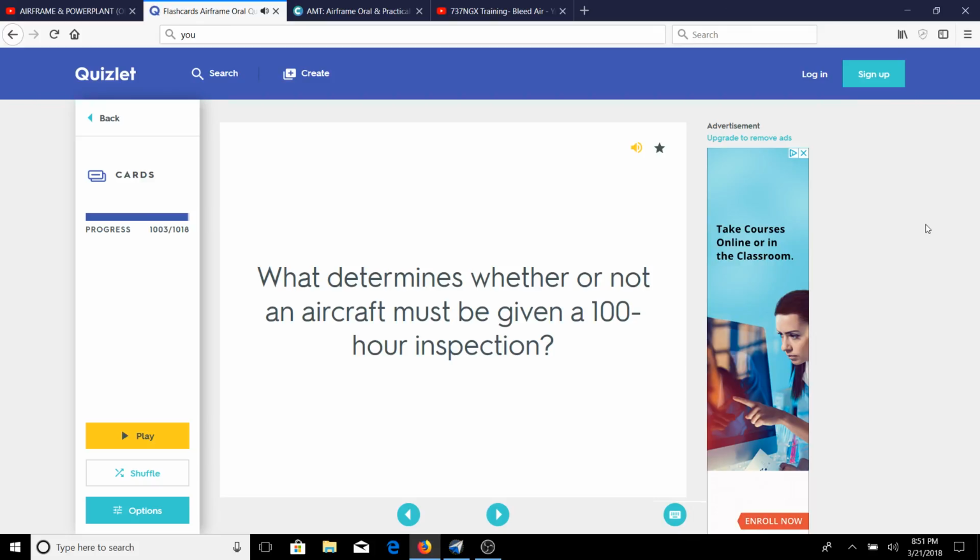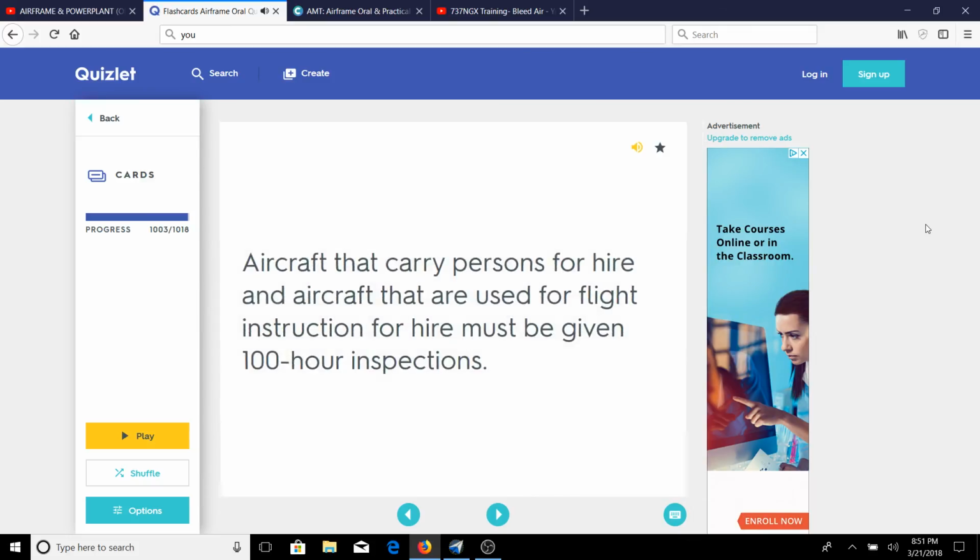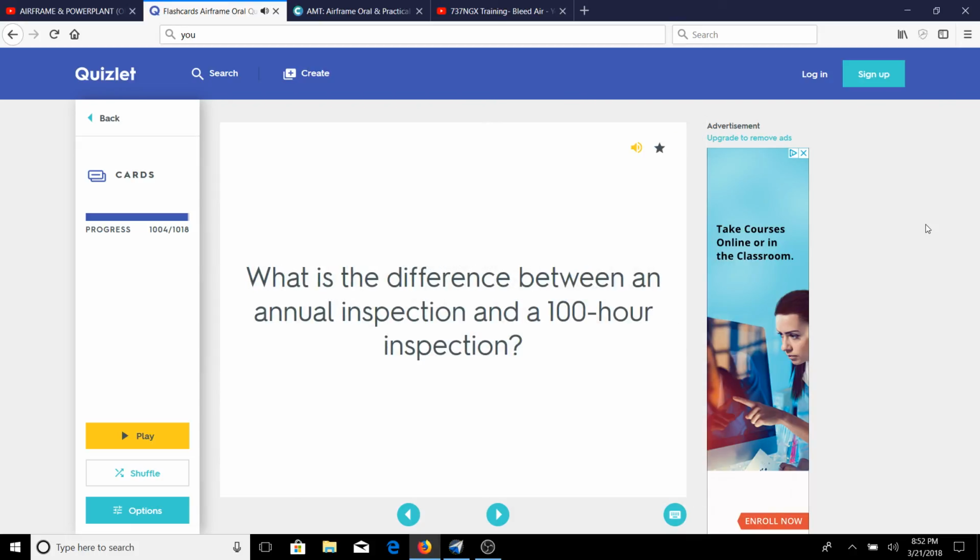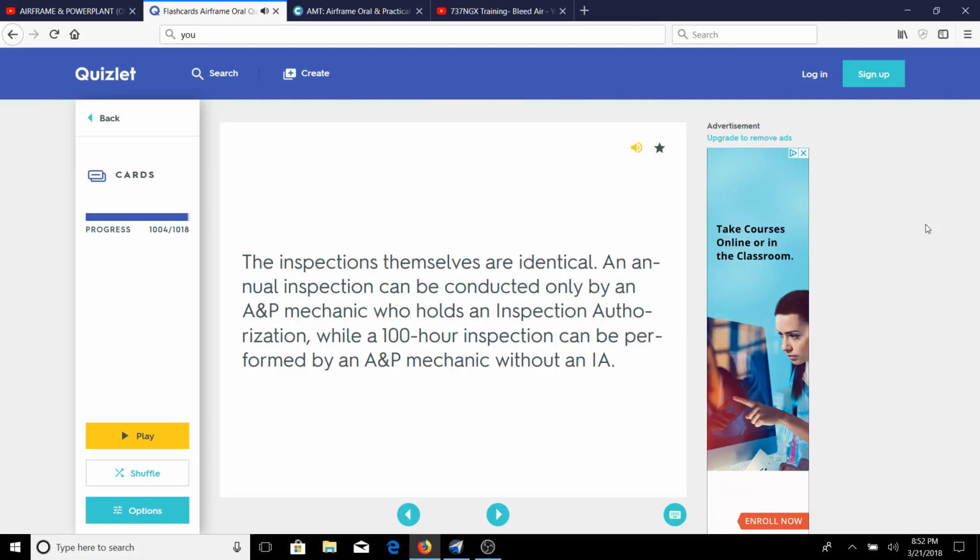What determines whether or not an aircraft must be given a 100-hour inspection? Aircraft that carry persons for hire and aircraft that are used for flight instruction for hire must be given 100-hour inspections. What is the difference between an annual inspection and a 100-hour inspection? The inspections themselves are identical. An annual inspection can be conducted only by an A&P mechanic who holds an inspection authorization, while a 100-hour inspection can be performed by an A&P mechanic without an IA.